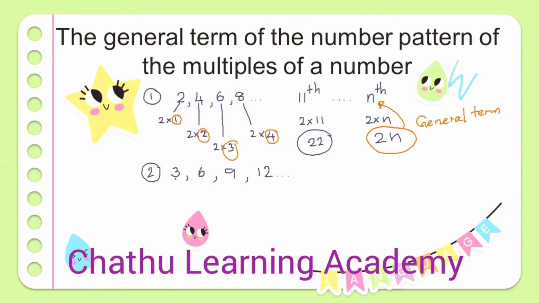Then this is the first term. How do we obtain this first term? 3 into 1, this is the first term. Second term, 3 into 2. Third term, 3 into 3. Fourth term, 3 into 4. Now you can find the value for any term of this number pattern.